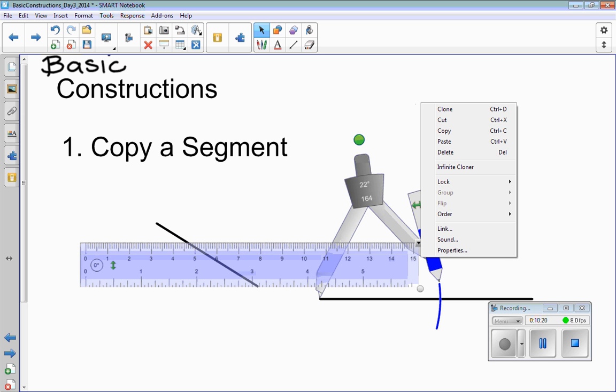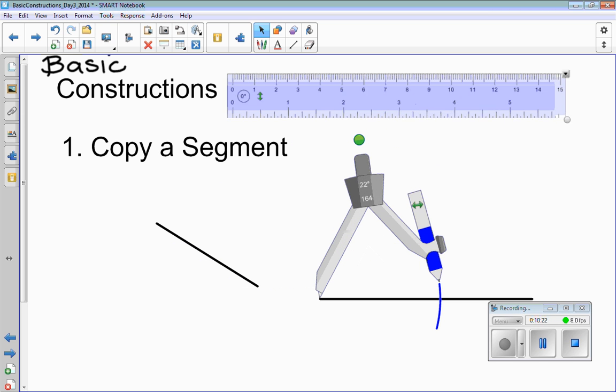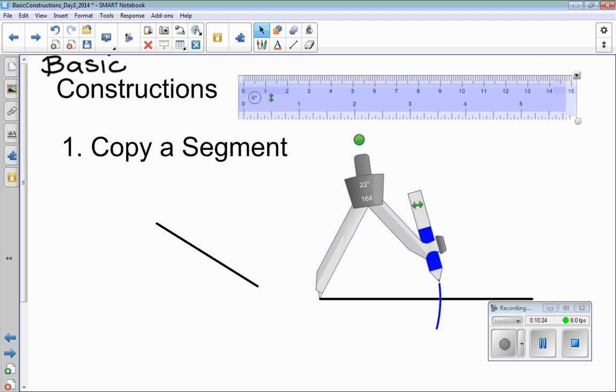Maybe not. Oh well. Anyway, this is 5.5. This should also be 5.5. They should be exactly the same length. This is a very basic construction, right? I mean it's basic. When I say basic, I mean basic.